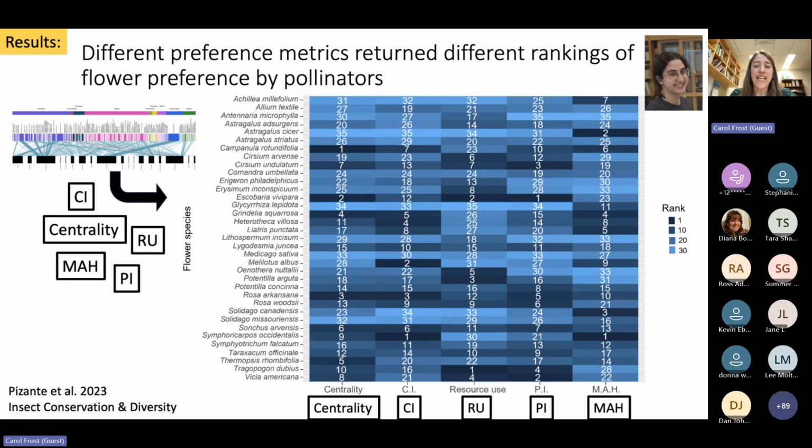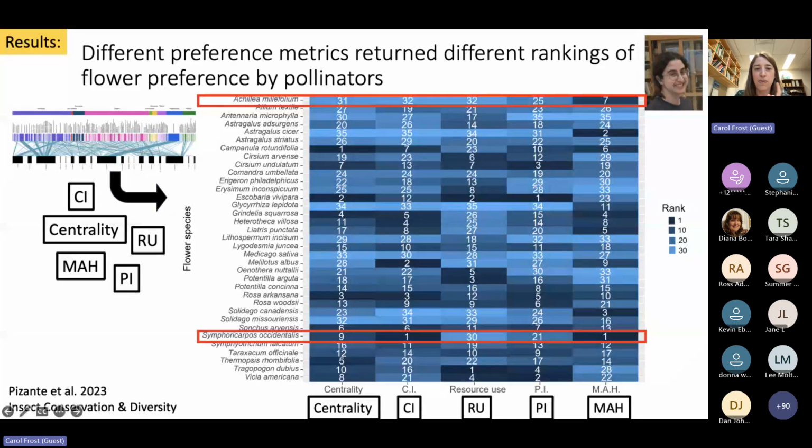So that already shows that we're using this theoretical concept of preference. Everyone has their own index of what preference is as calculated from a network, and they don't agree with each other.